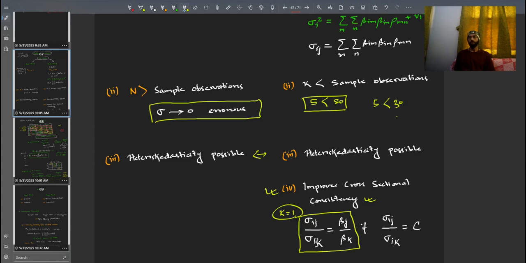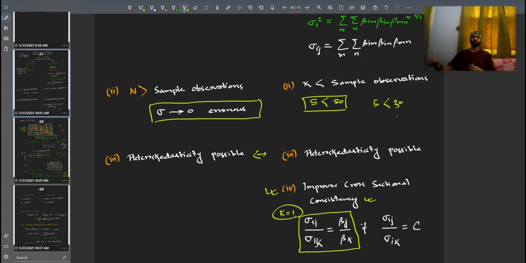This equation which I am highlighting: the covariance of I with respect to J, divided by the covariance of I with respect to K, is equal to the sensitivity of J with respect to this one single factor divided by the sensitivity of K with respect to this one single factor. This is where we can get to when there is a well specified single factor model. So this improves cross-sectional consistency, right? Cross-sectional consistency means when we are measuring covariances from asset I to J to K to L, M, etc.